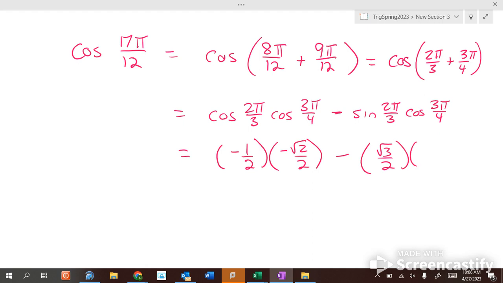Cosine, well, it shouldn't be cosine, should be a sine there. Mr. Bierschbach, don't boil your students up like that.